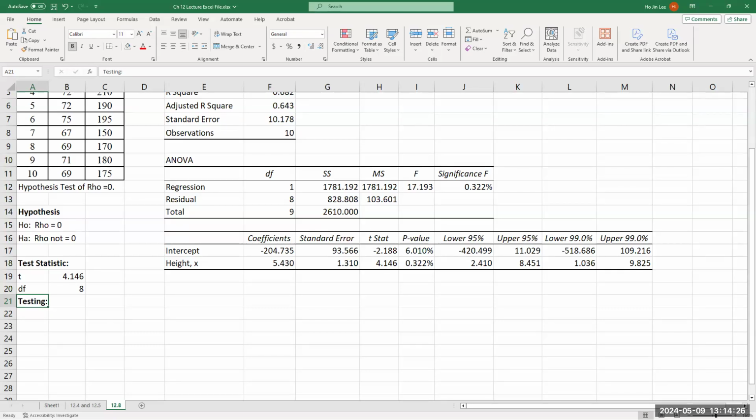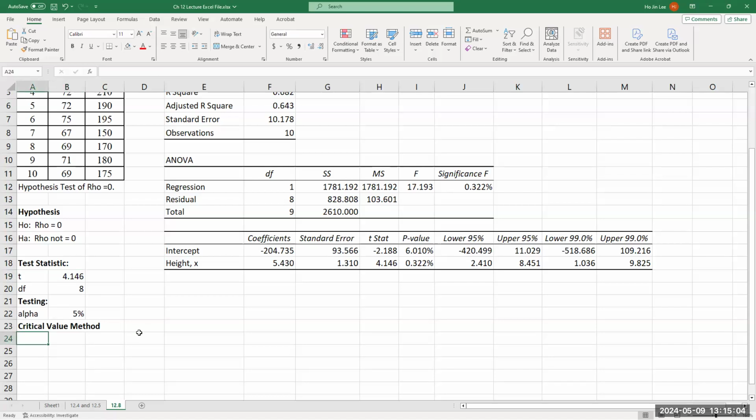And we're going to do the testing. They did not tell us what alpha we should use. So I'm going to keep it simple and use an alpha of 5% to do the testing. All right, so let's do the testing. Let's do the critical value method first. In the critical value method, we compare the test statistic against the critical value.